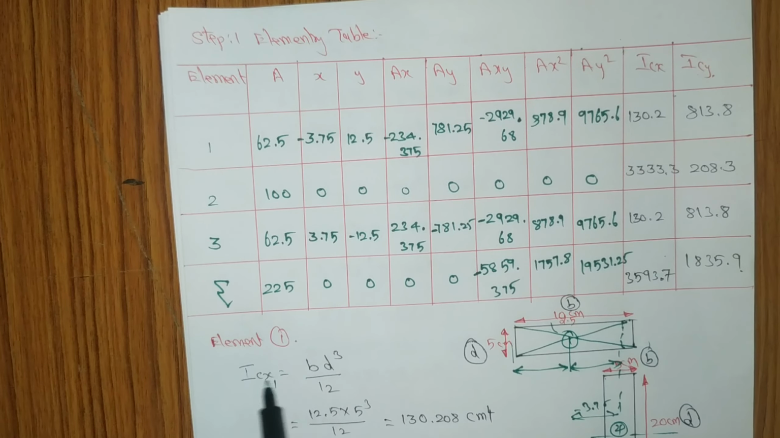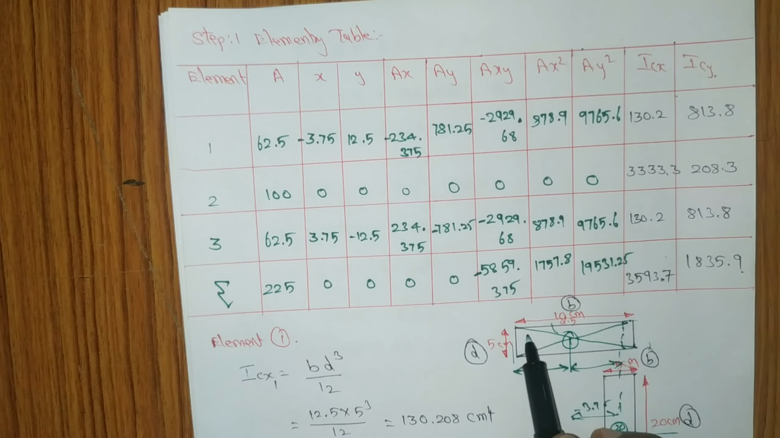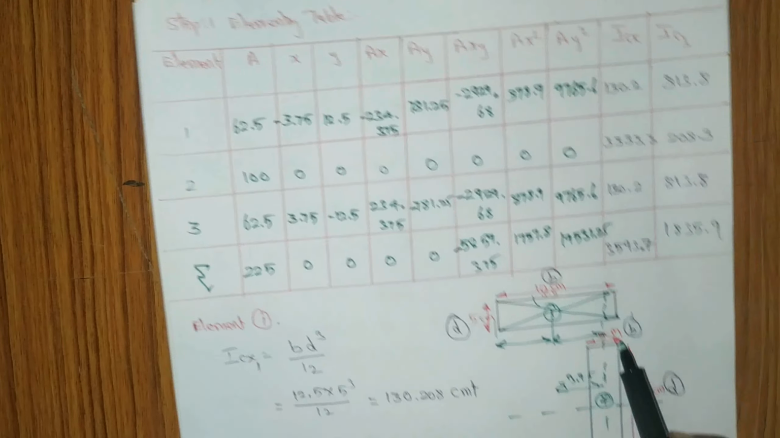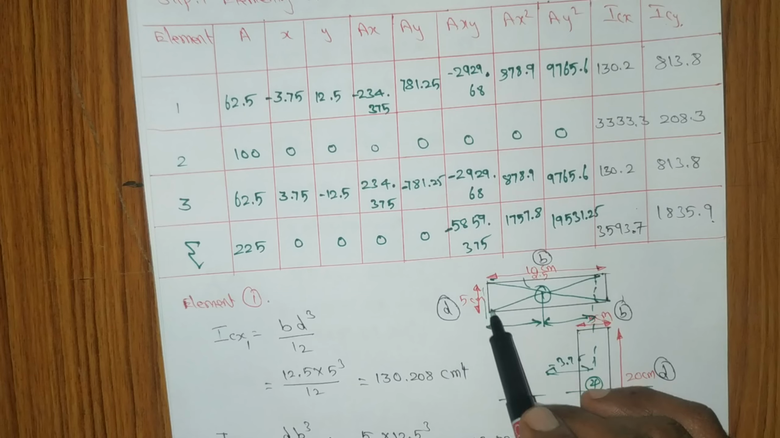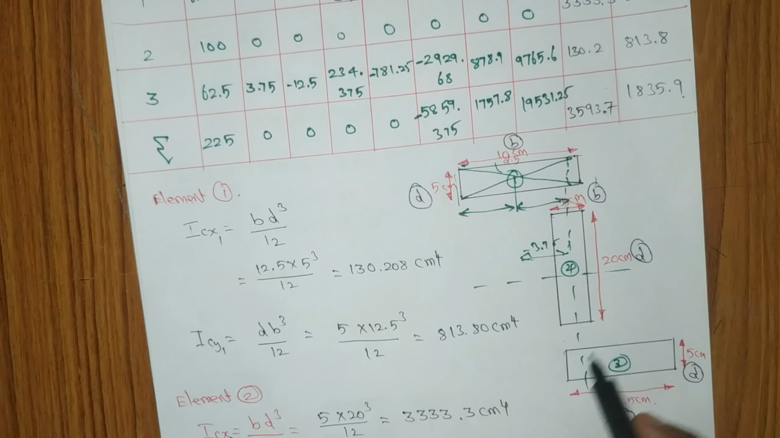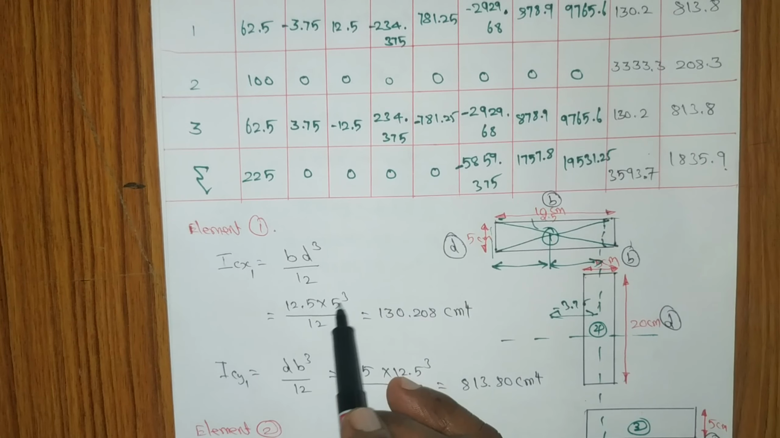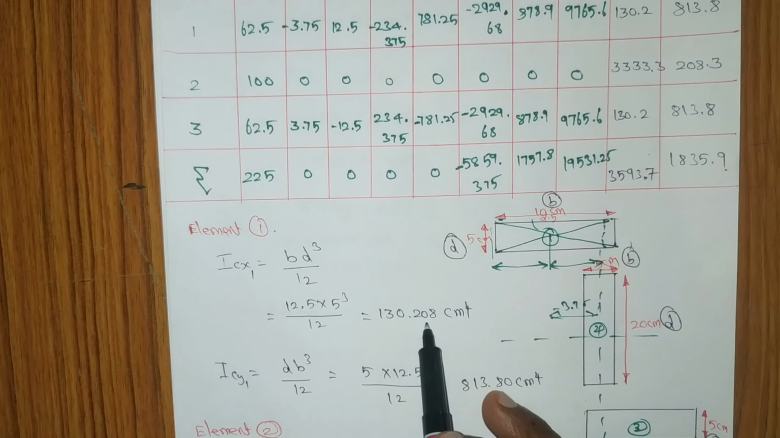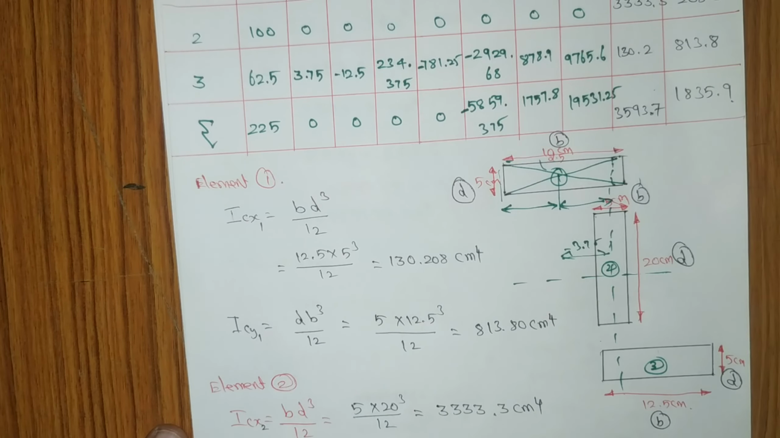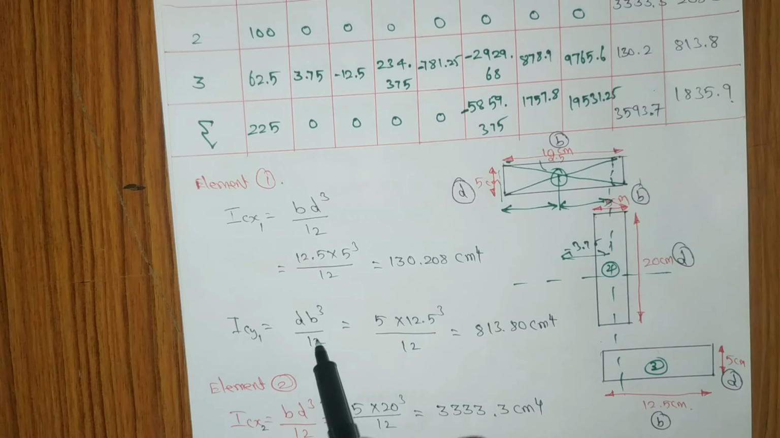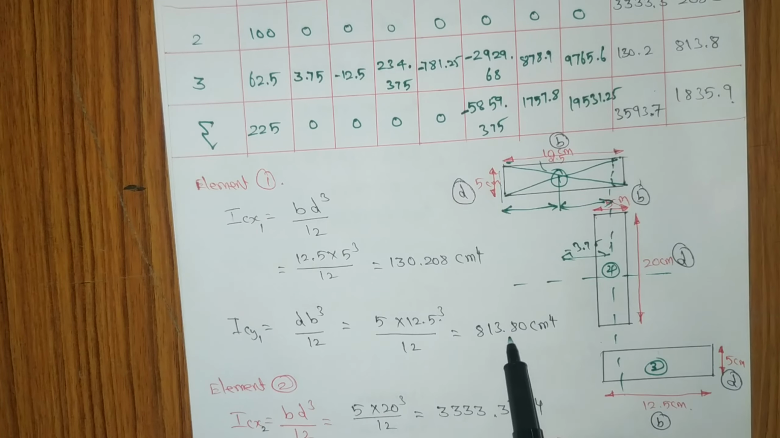ICX means b d cubed by 12. ICY means d b cubed by 12. Take element 1, we have b and d. If your x-axis is b, this is d in any case. Like this, for element 1 this is b, this is d. Element 2, this is b, this is d. For element 3, this is b, this is d. Okay. So for element 1, b d cubed by 12 equals 12.5 into 5 cubed divided by 12. We will get 130.208 centimeter to the 4. Similarly for ICY, d b cubed by 12. d will be from the same diagram. We have d equal to 5, b equal to 12.5, cubed by 12. Then 813.80 centimeter to the 4 we are getting for element 1 ICY.